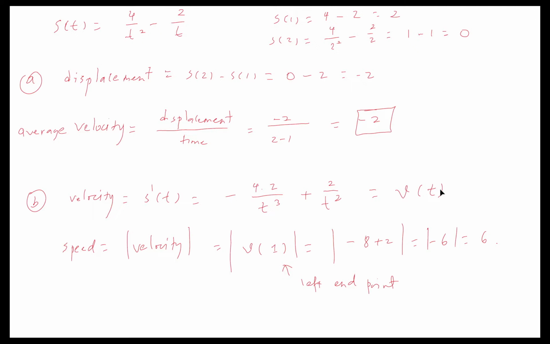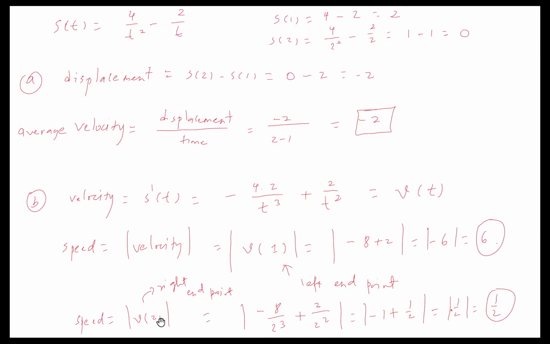We want to find the speed at the end points. So we know that speed means the absolute value of the velocity, and end points means there are two endpoints: the left end point, which is when time is 1, and the right end point, when the time is 2. So we need to find the absolute value of this velocity when t is 1, which is just replacing this t by 1 here, and that will be 6. And right end point means just replace this t by 2 and find the absolute value, which will be half. Okay, so these are the speeds at the end points.